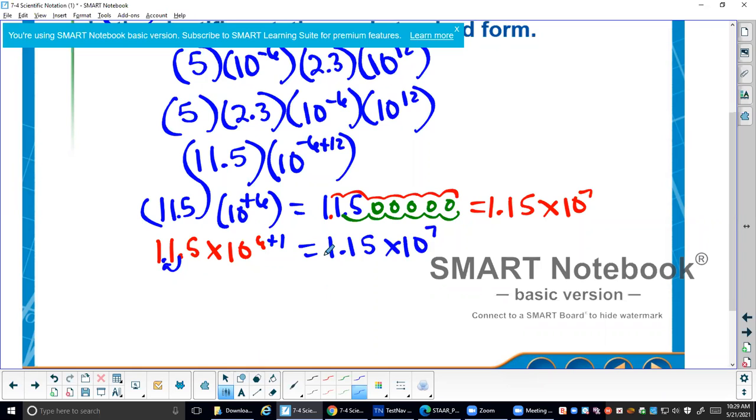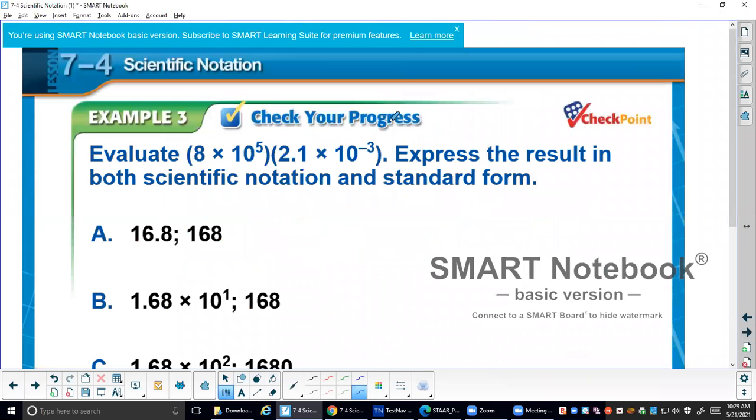All righty. Can I move on? Let's go ahead and try this one.